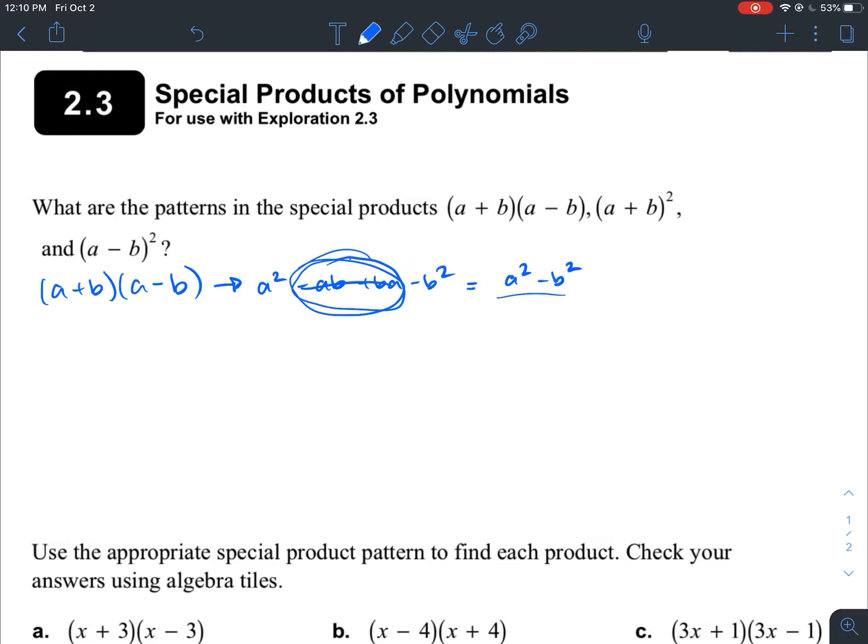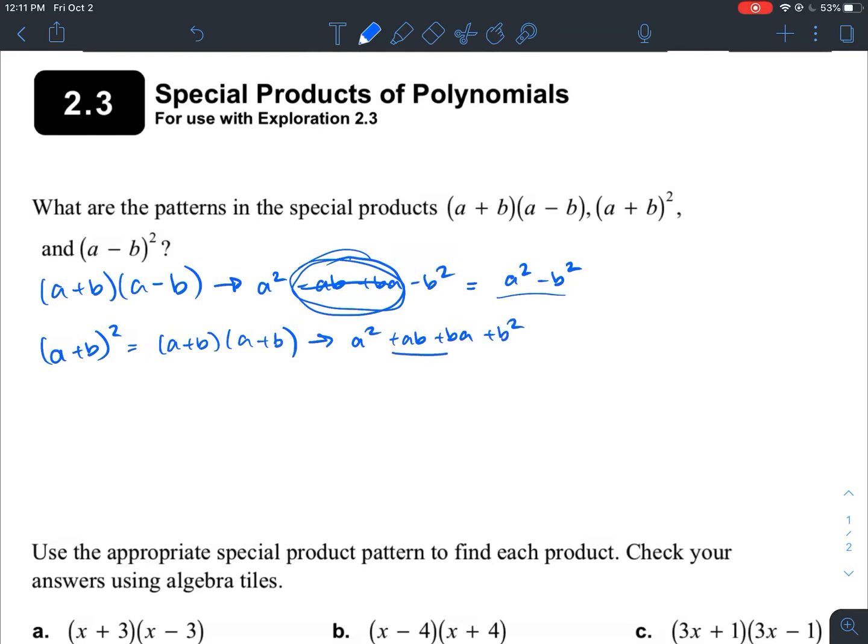Okay, let's look at the next special product, which is a plus b squared. Now this is equivalent to a plus b times a plus b, right? Because we're multiplying this term by itself twice, right? Okay, so if we do the FOIL method, we're going to have a squared for the first terms. For the outer terms, we're going to have plus ab. For the inner terms, we're going to have plus ba. And then for the last terms, we're going to have plus b squared.